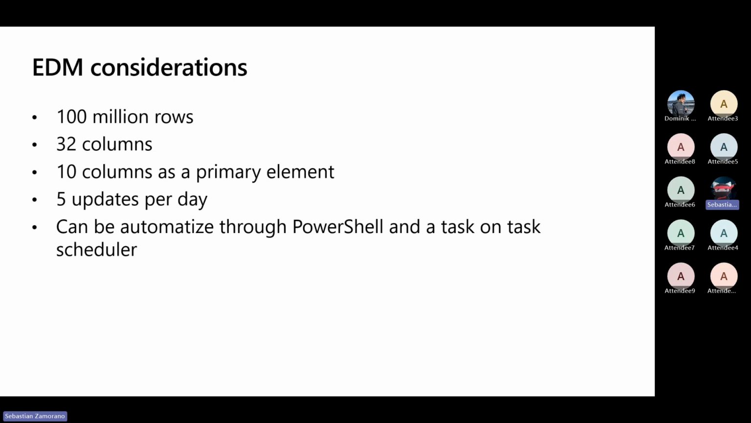To work with EDM, we need to download something called the EDM Upload Agent that permits us to do the rest of the activities. I will explain. With EDM, at least for the moment, there are some limits. We can upload a database with 100 million rows and 32 columns, and 10 columns can be used as primary elements. We can update 5 times per day, and we can automate through PowerShell. I will show you today a solution that I built. It's published as open source. You can use it to automate all the tasks related to EDM.